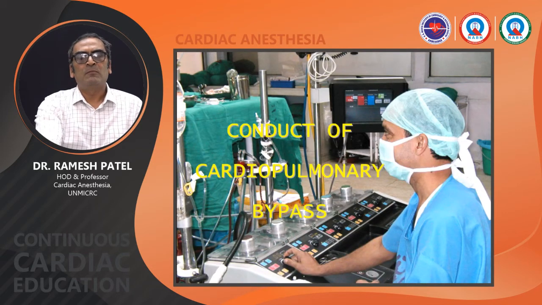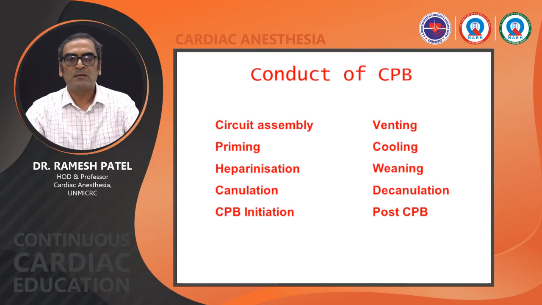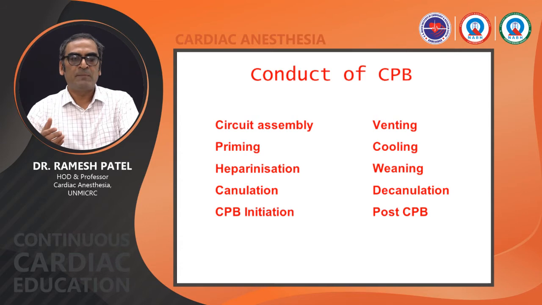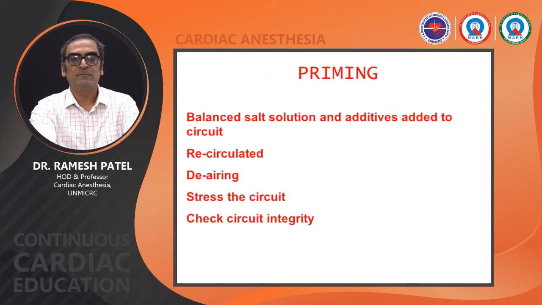Now, how can we conduct the cardiopulmonary bypass machine? The conduct of CPB: before managing the machine, these are the checklist items: circuit assembly, priming, heparinization, cannulation, CPB initiation, venting, cooling, weaning, decannulation, and post CPB observation or management.